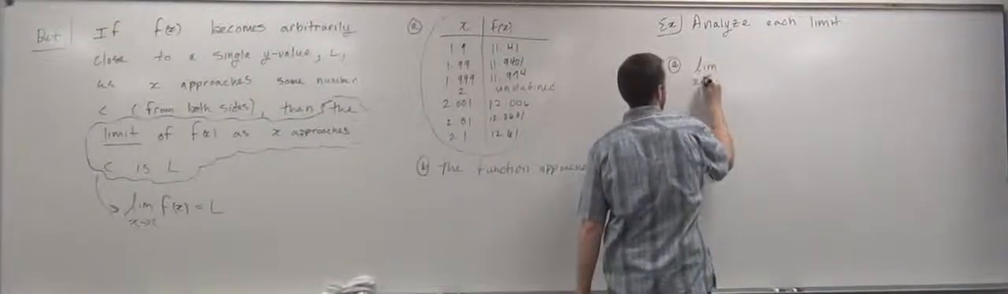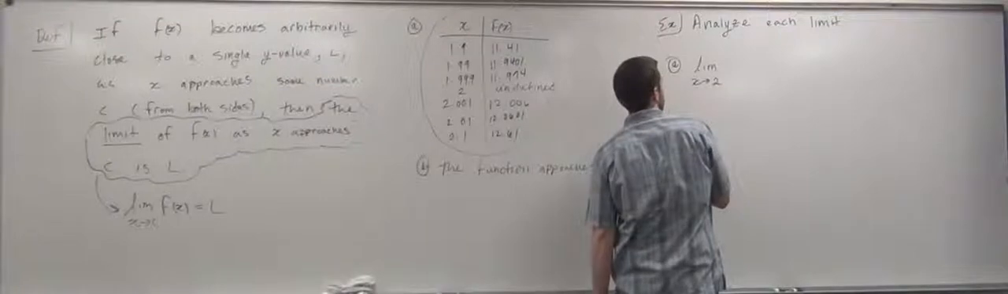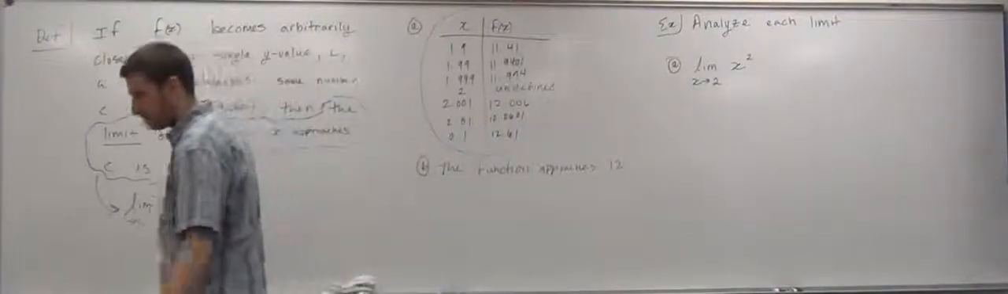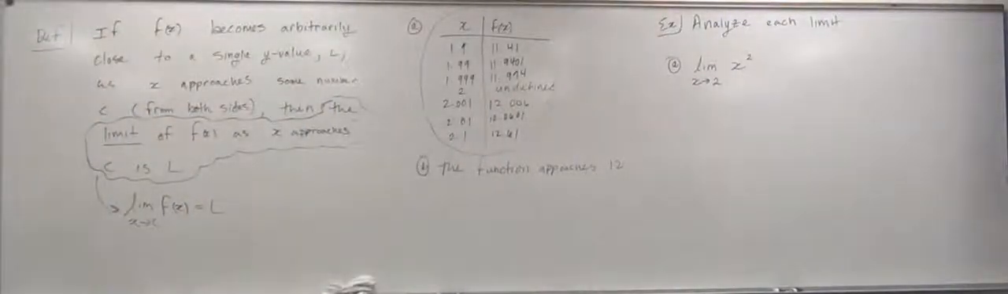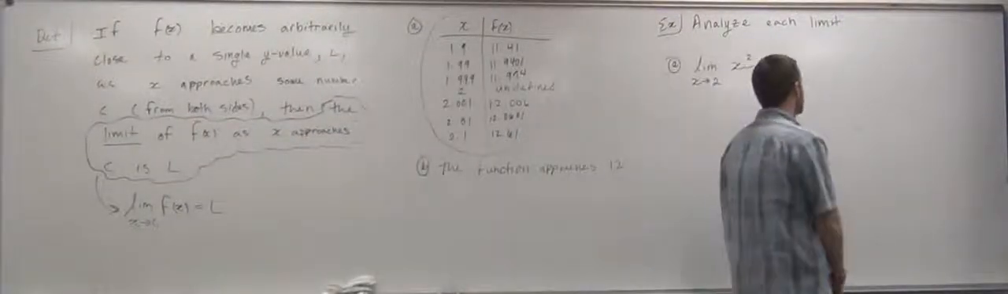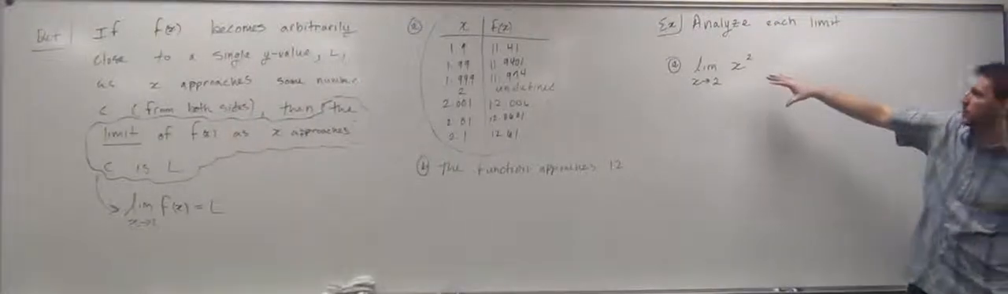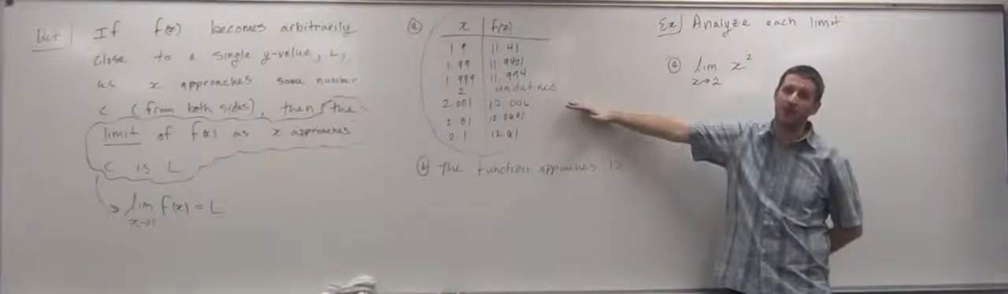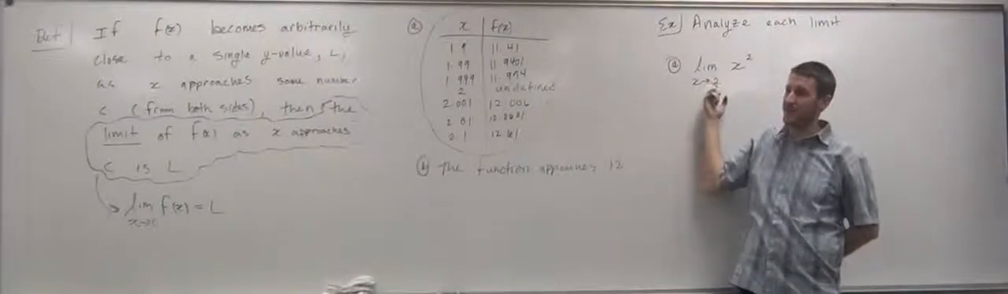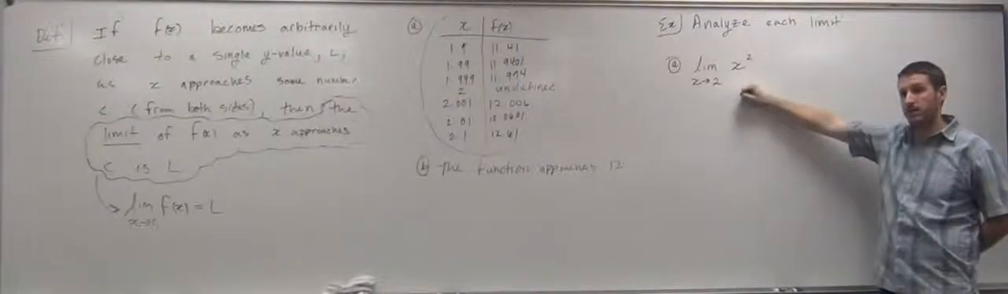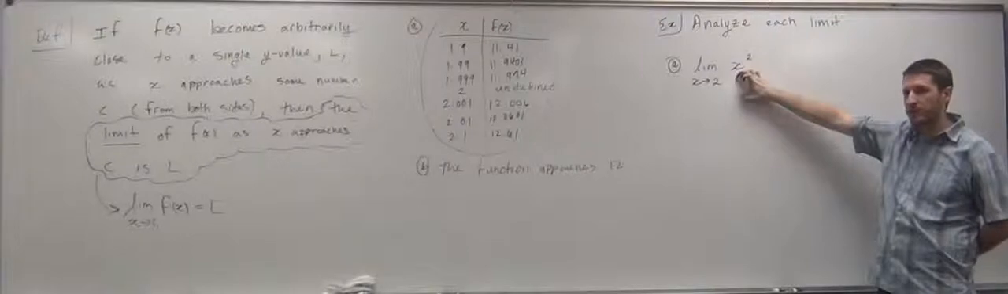Limit as x goes to 2 of x squared. So your biggest advantage right now for these kind of limit problems is either to make a table, which you really shouldn't have to do all the time, especially not for something like this. But that's one tool. The other tool you have is the graph.